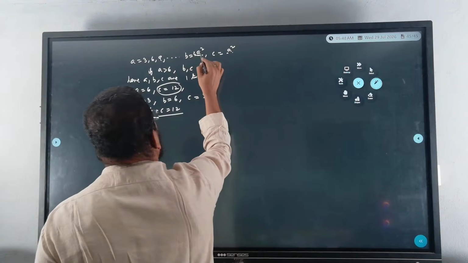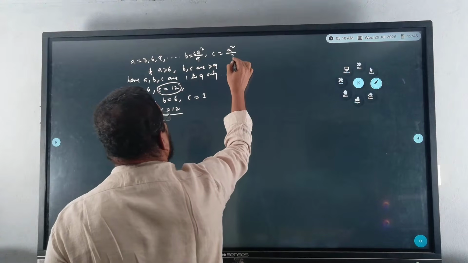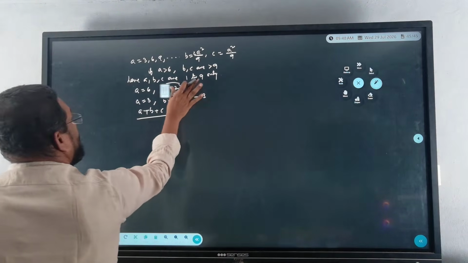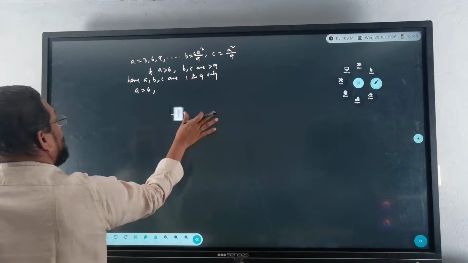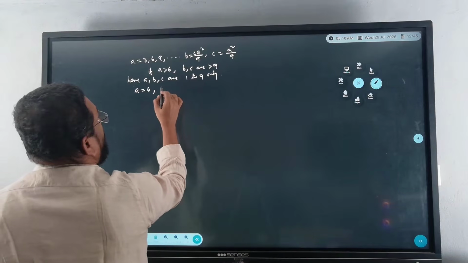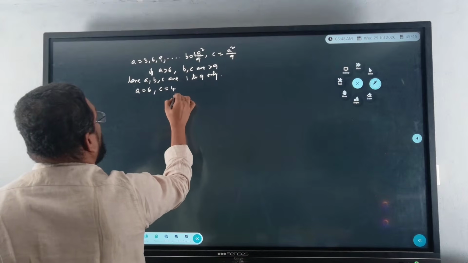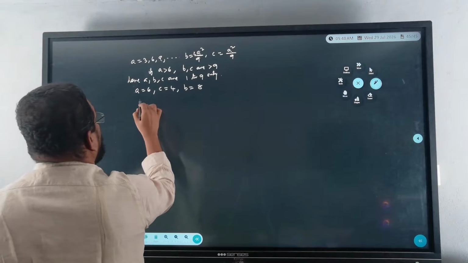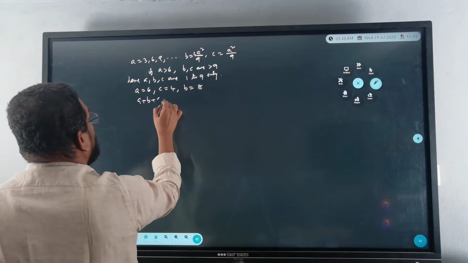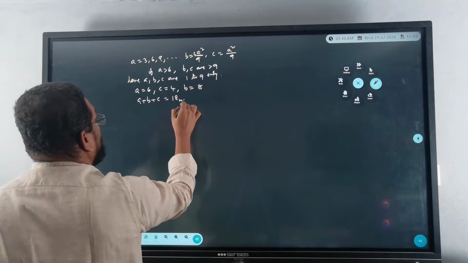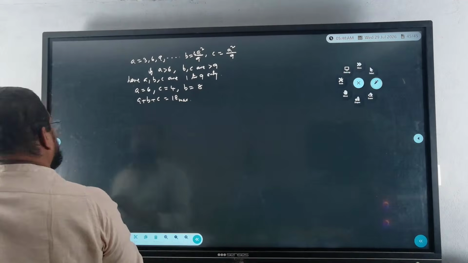This is 9, sorry. This is also 9. If you take a is equal to 6, what will we get here? a is equal to 6, c is equal to 4, b is equal to 8. So a + b + c is equal to 18. That is the maximum.